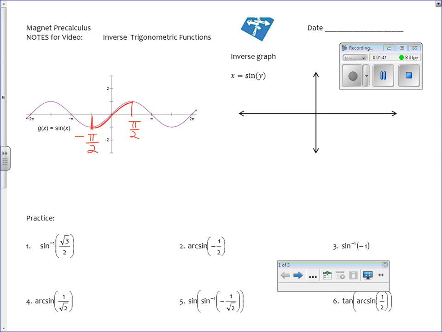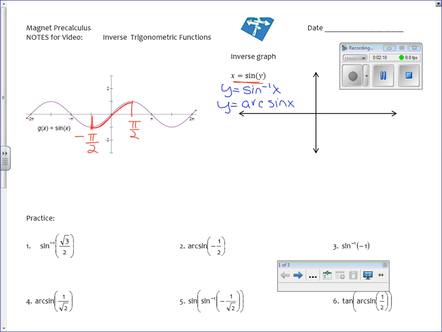All right, we also know from our work in Magnet Advanced Algebra that to create an inverse, we switch the x's and the y's, which is what I've done here in setting up the inverse. x is equal to the sine of y. Well, that's actually kind of awkward. So we're going to write this as y is equal to the inverse sine of x, or y is equal to arcsine of x.